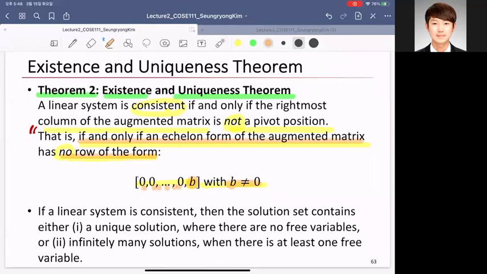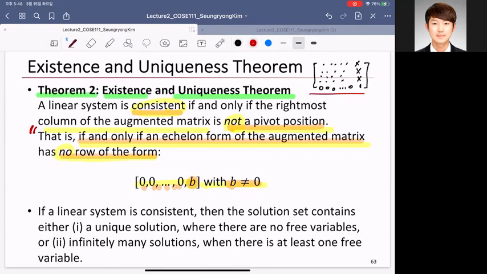In other words, a linear system is consistent if and only if the rightmost column of the augmented matrix is not a pivot position. Okay. For example, we have an echelon form of the matrix like this, but the last row contains 0, 0, 0, and so on, then 0 and 1, and maybe other terms are here, right?